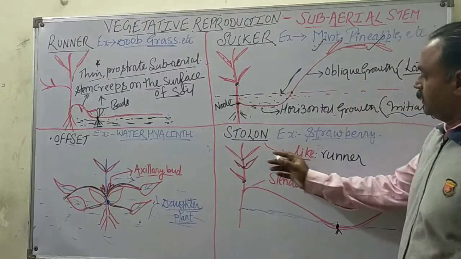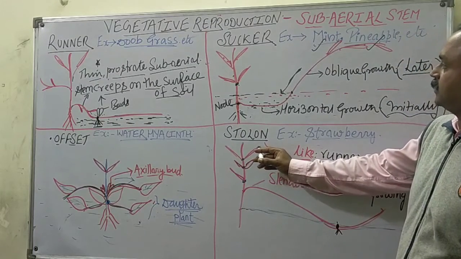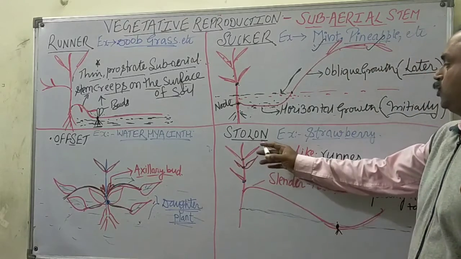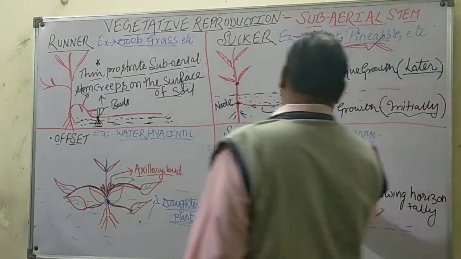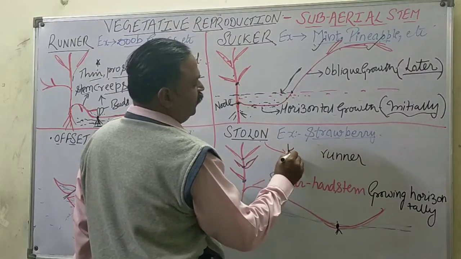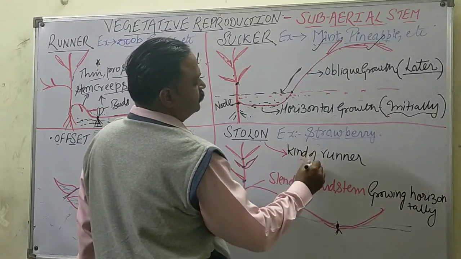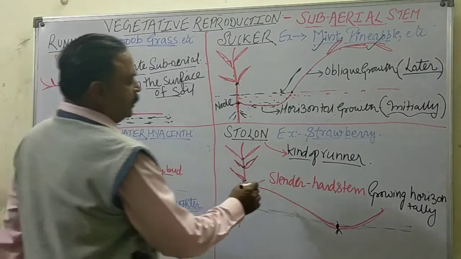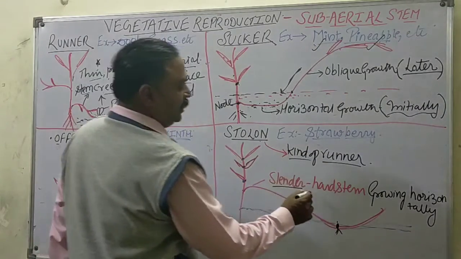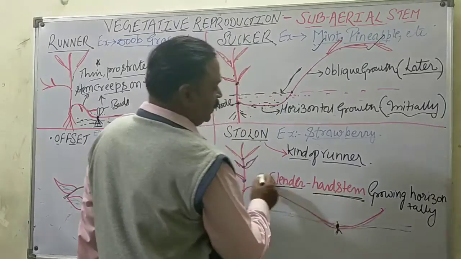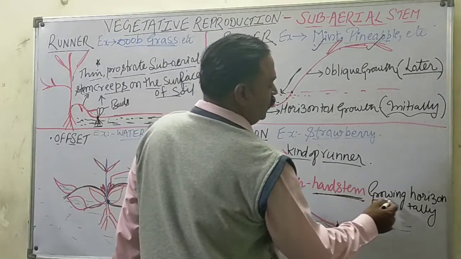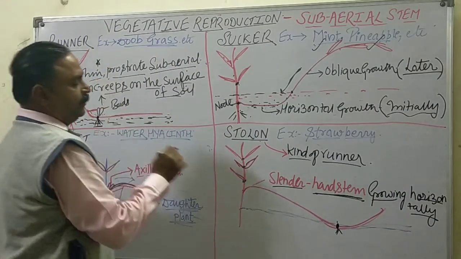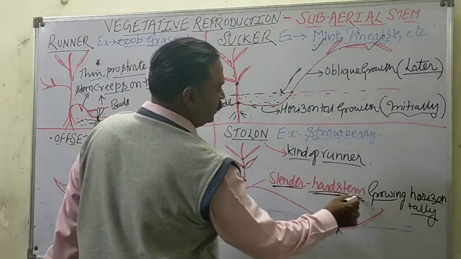Now children, the stolon. Stolon is the next subaerial stem which shows vegetative reproduction. As I told you, stolon is a kind of runner, like runner. Then sir, what is the difference? The difference is that here the branch was thin, here also the branch is slender, but they have a hard stem. These branches have a hard stem, growing horizontally. This is the difference: there it was very thin and prostrate, but here slender and hard.